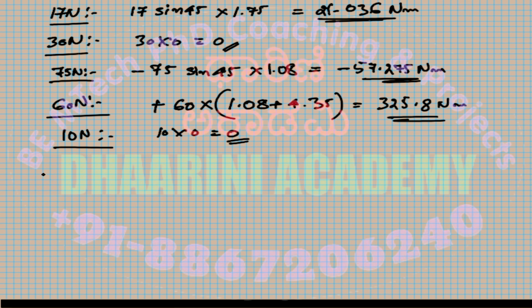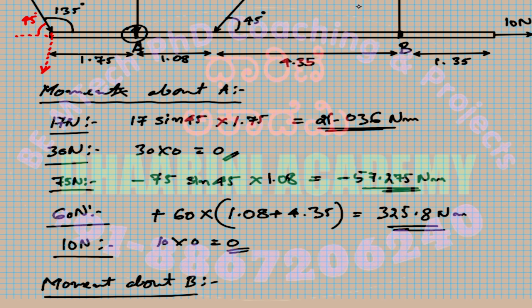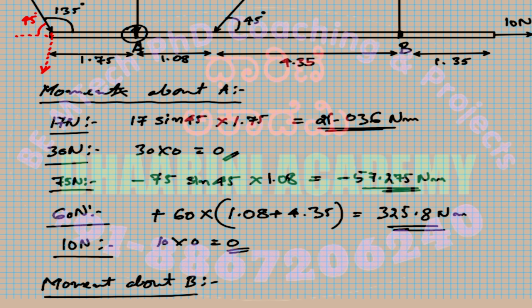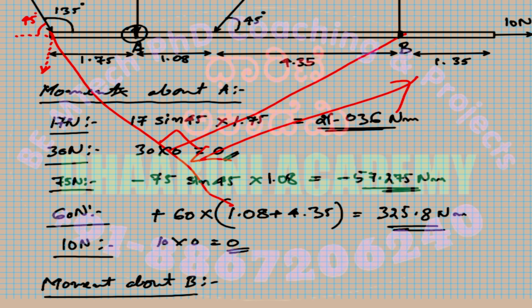Now let's go to the same question, but the moments are supposed to be calculated about B. So let's look at the same question now. Again, B is located here. If I try to consider the 17 Newton, we don't have a direct solution because the perpendicular distance of this force is somewhere here, right? I don't know what this distance is, so we cannot find that easily.